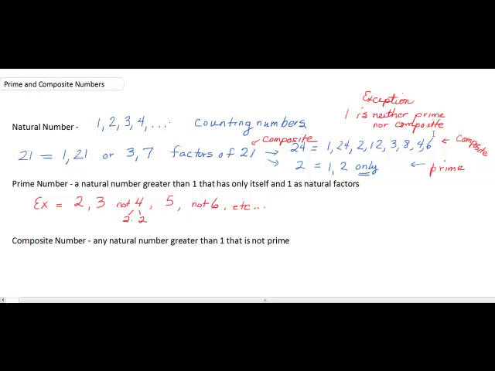So let's get a definition for composite number. A composite number is any natural number greater than 1 that is not prime. So again, our examples are 4. Matter of fact, any even number greater than 2 will right away be composite because 2 will be one of its factors. We talked about 21 and 24 being composite. Okay, 9. So some odd numbers are composite, but all evens except 2 are definitely composite.